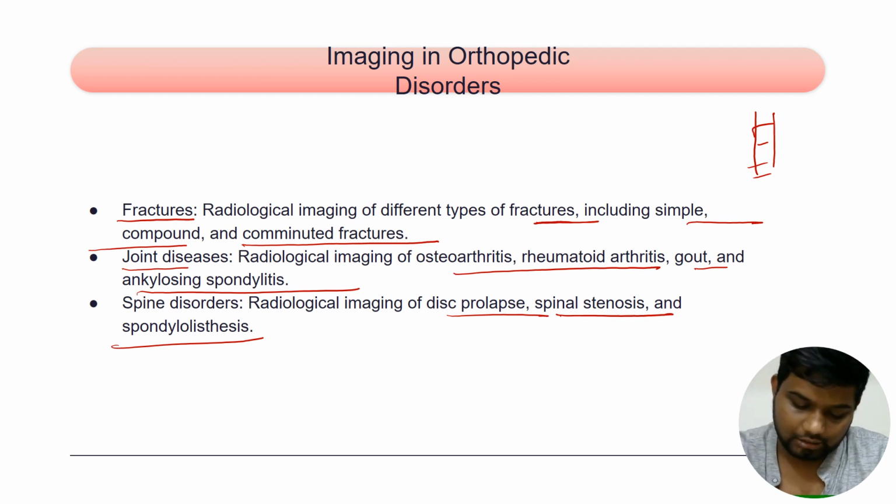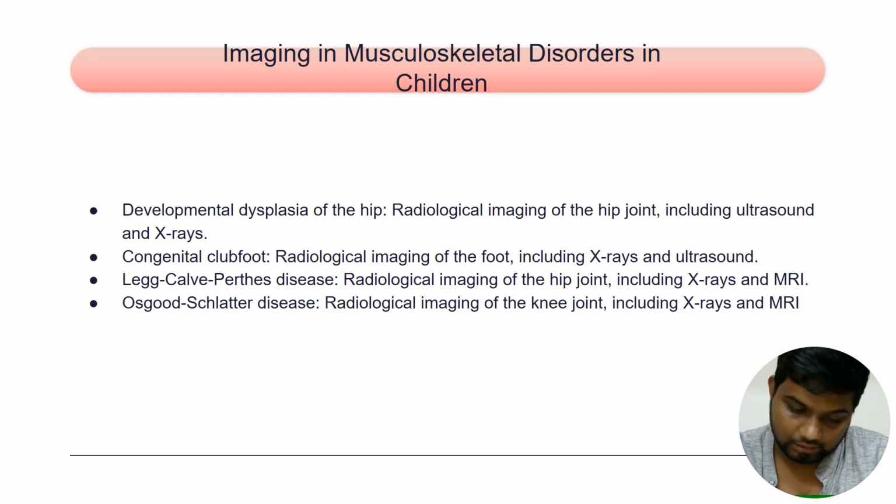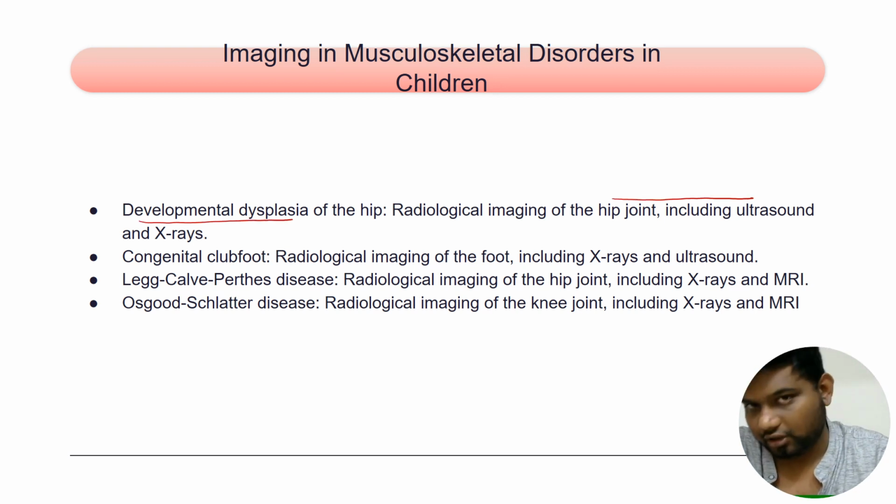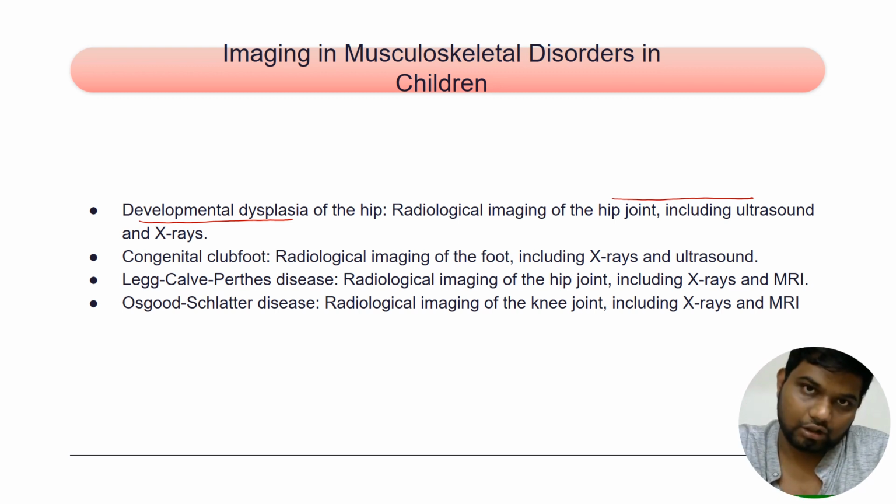And then speaking about musculoskeletal disorders in children, you have developmental dysplasia of the hip. For example, they may give you radiological imaging of the hip joint, including ultrasound and X-rays, and check whether you are able to identify the dysplasia of the hip joint. Congenital club foot is also pretty important. They may give you the X-rays and ultrasound of the club foot and ask what it is.